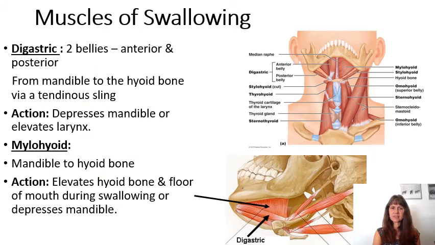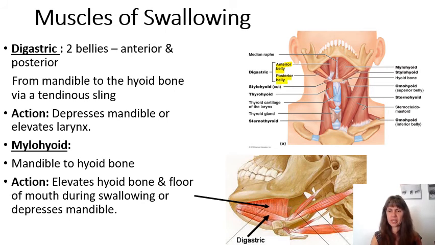Next, we're going to discuss muscles of swallowing, starting with the digastric muscle. Digastric means two bellies. Gastro means belly, di means two. Remember, the muscle belly is the thick portion of the muscle. The digastric muscle has an anterior belly and a posterior belly.